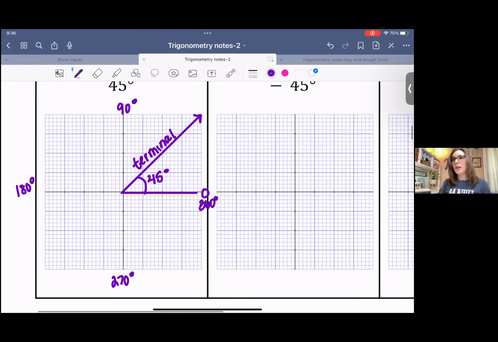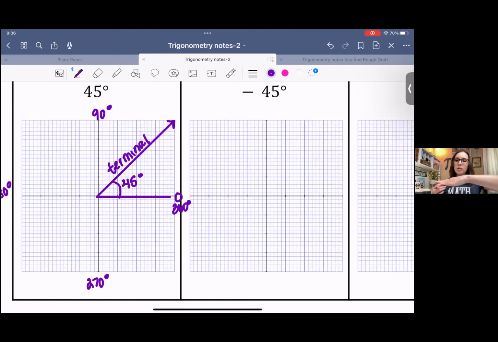So then the next one, negative 45. In positive 45, I went counterclockwise. I went up. So for negative 45, we would go clockwise, which means down 45 degrees. So now this looks like initial side and then terminal side, like that. And this is negative 45 degrees. So hopefully that kind of gets you introduced to that.